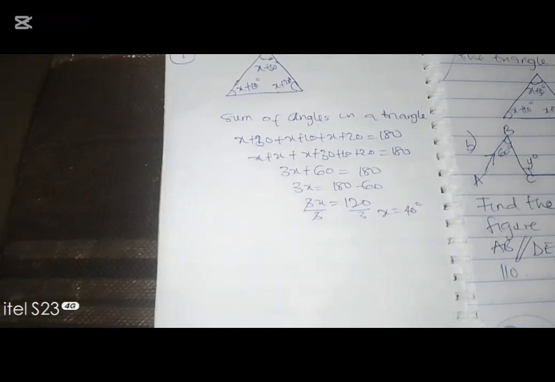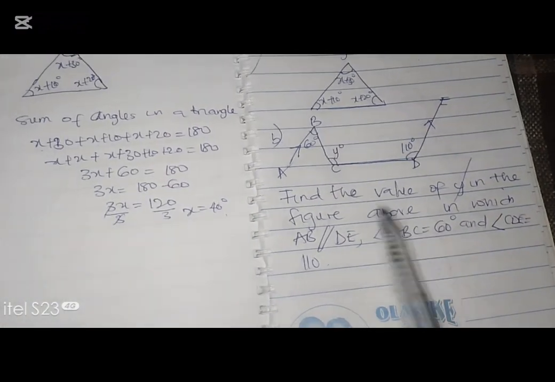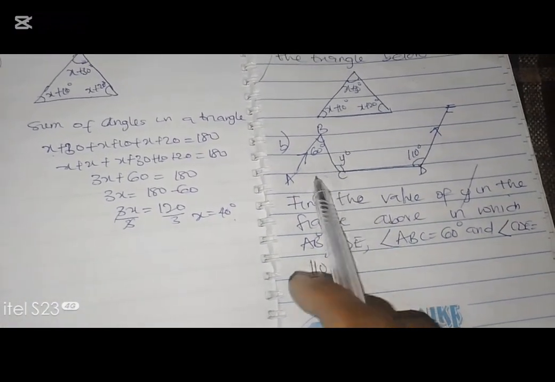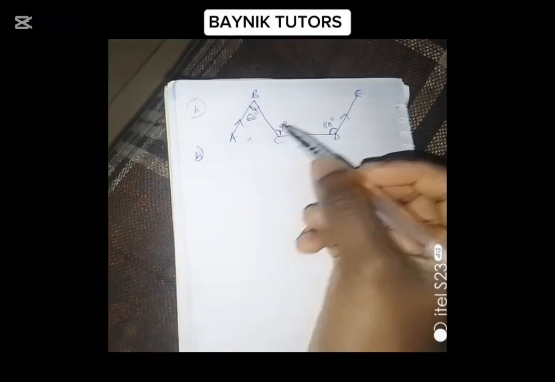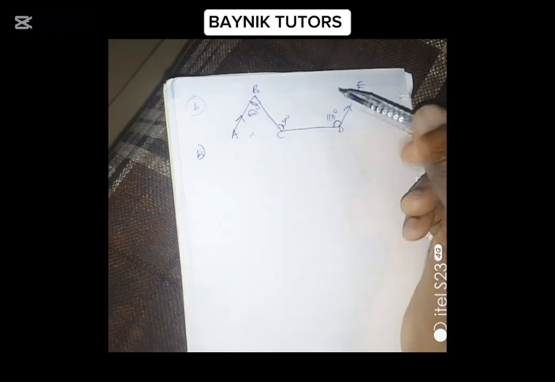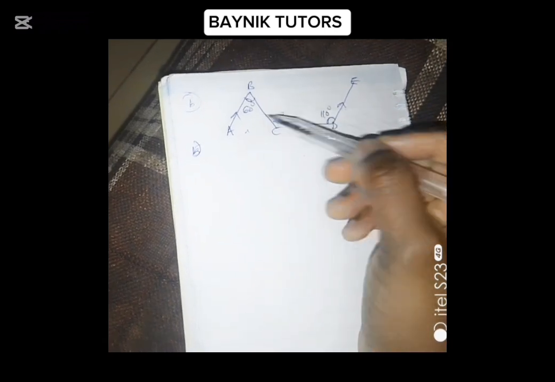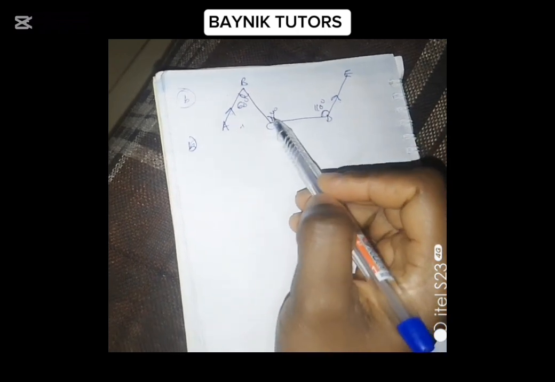So that's for that. So now let's do the second one, which is this. So we have to find y. So let's solve this. Now when you see a line having something like an arrow, it means a parallel line. So these lines are parallel. You get it now? So we have to look for y.